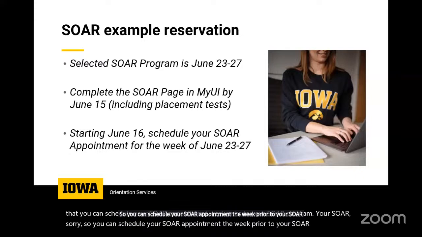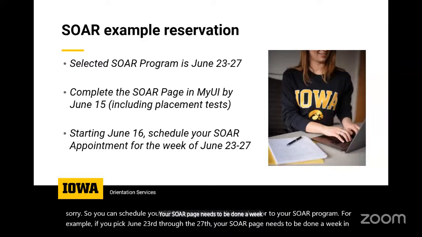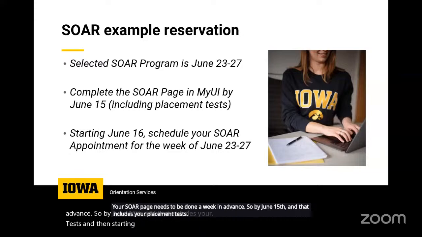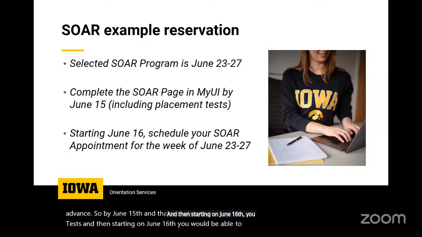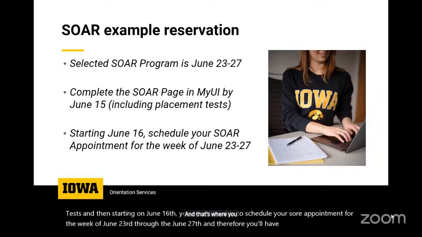So for example, if you pick June 23rd through the 27th, your SOAR modules need to be done a week in advance. So by June 15th, and that includes your placement tests. And then starting on June 16th, you would be able to schedule your SOAR appointment for the week of June 23rd through June 27th. And that's where you'll have some flexibility.